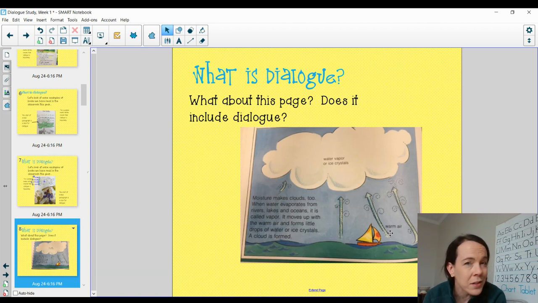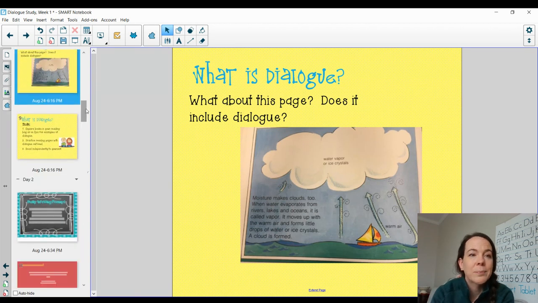Did you see dialogue on this page? No? I wonder why not. Do you notice what genre this book is? It's a Gail Gibbons book. It's about weather. It is a nonfiction book. So not very many nonfiction books have dialogue. Some do, ones that fit the biography, autobiography, things that are recounting different things that have happened in history. But when we are learning facts about different topics, usually the books will not include dialogue. So there is an example there.